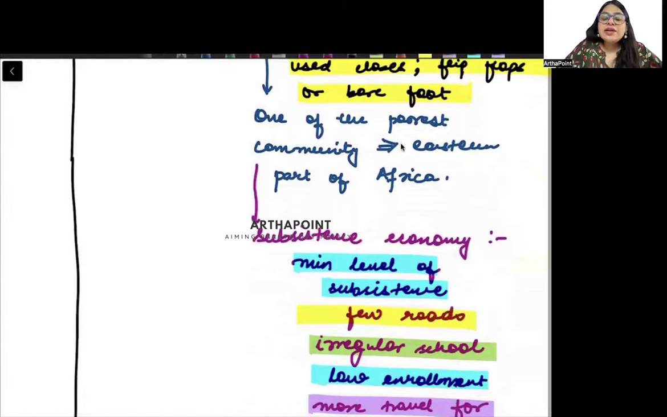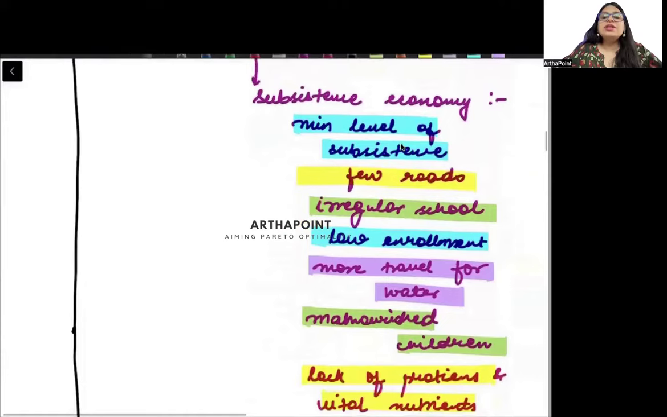ठीक है? Now, an example of this is actually the eastern part of Africa. ये जो इकोनॉमीज होती हैं, they are called subsistence economy. Subsistence economy means they are living with minimum subsistence. सबसे minimum से minimum चीजों के साथ वो अपनी जिंदगी व्यतीत कर रहे हैं. They are living their life with the minimum things available to them. ठीक है? जहां रह रहे हैं वहां की सड़कें अच्छी नहीं है, वहां पे स्कूल अच्छे नहीं है, वहां पे अस्पताल अच्छे नहीं है.